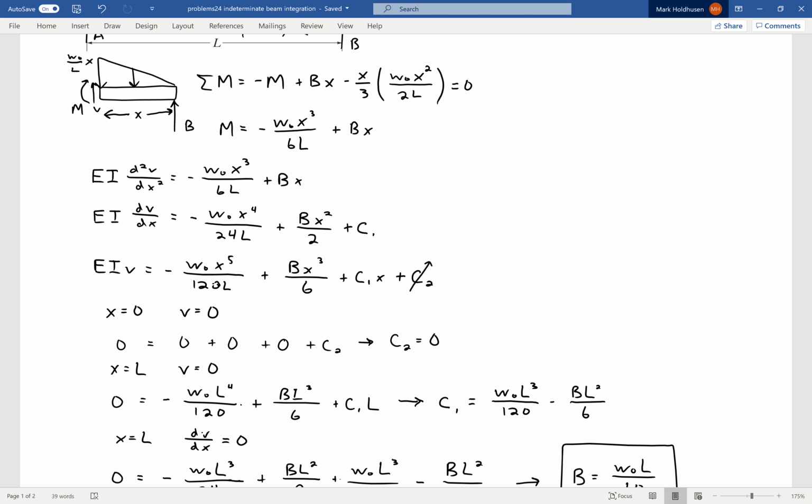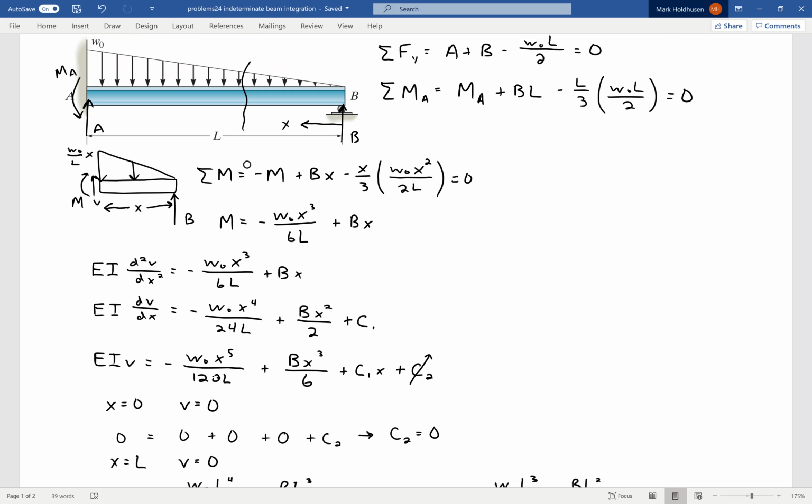Once I have that, I can take that B, plug it back in up at these top equations in my statics equations, and I can find A, and I find A is 2 W naught L over 5, and I find that M A, just plugging in what I know about B again, is WL squared over 15.